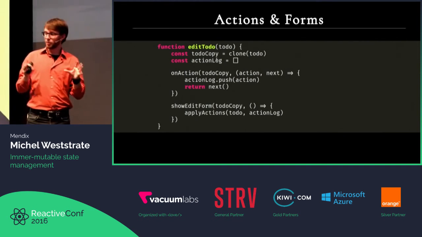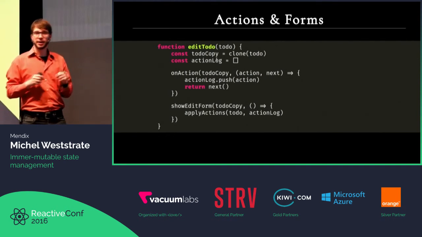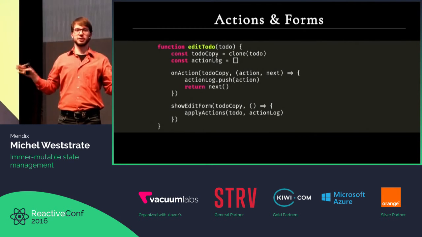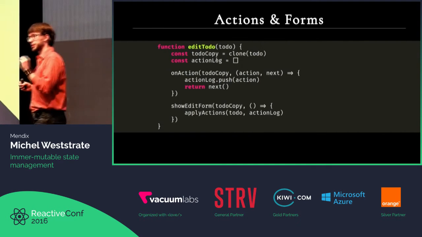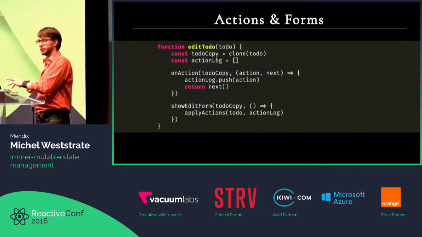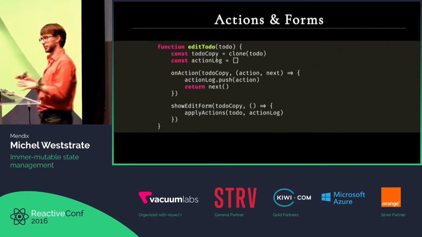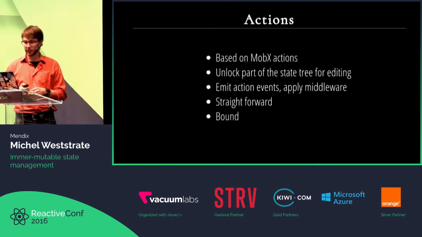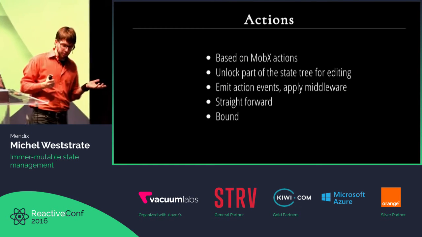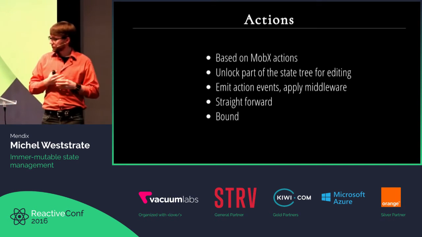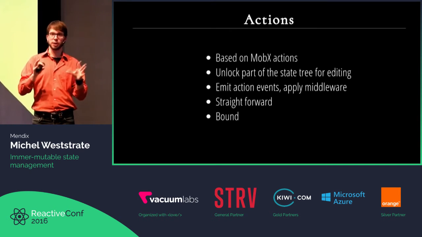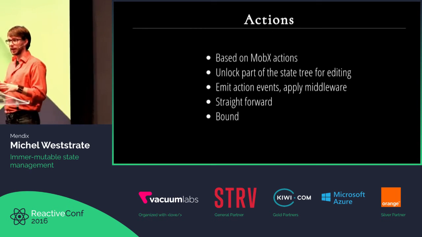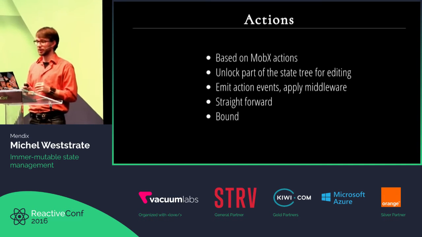And the cool thing about MobX State Tree is that, because this is recursive, I can attach these listeners specifically to this to-do. So I don't need to know about all the actions that are happening in my application. I'm just interested in actions that are applied to this specific to-do. So I can replay actions on a very confined space in my state tree. Actions are based on the MobX action principle. They are transactional, and they unlock a part of the state tree for editing. So actions cannot modify any state outside their own scope, which ensures that they're replayable.